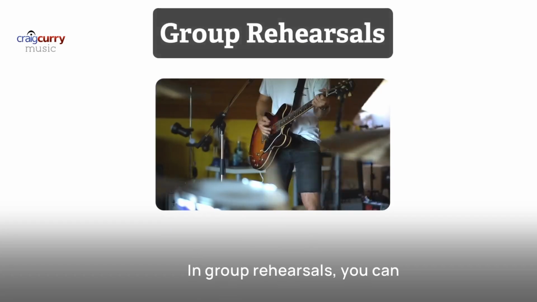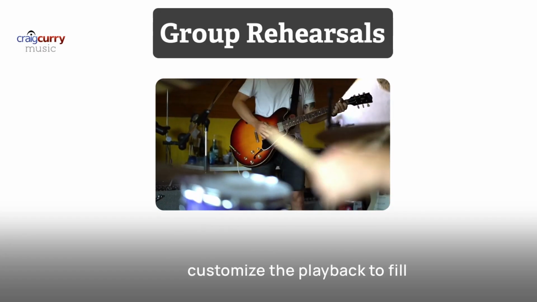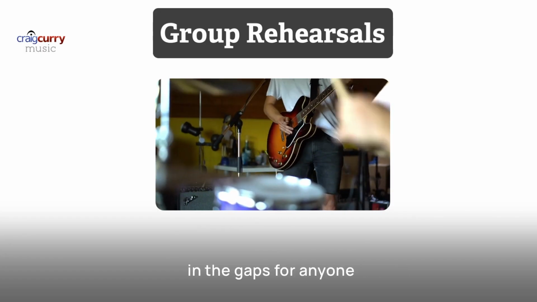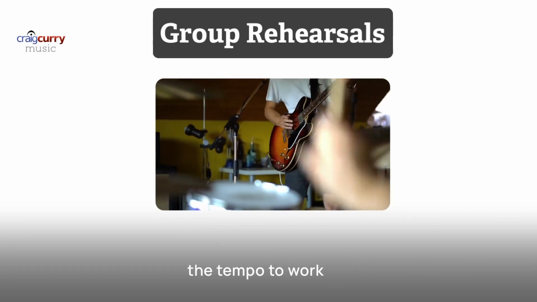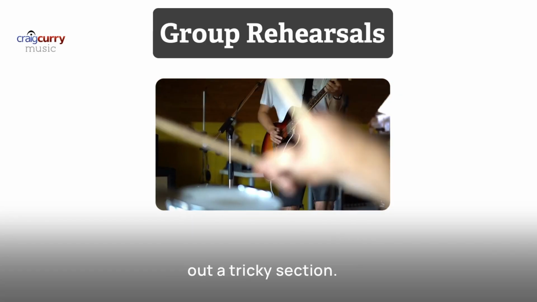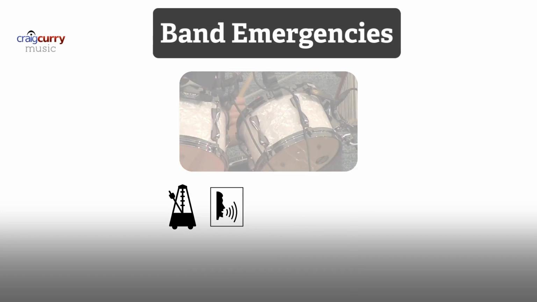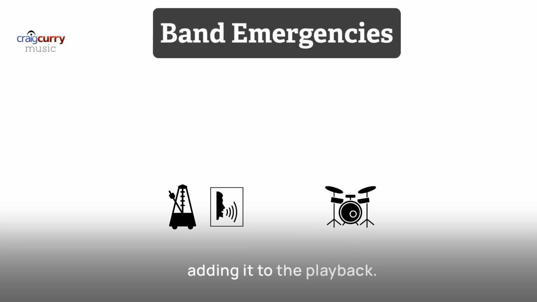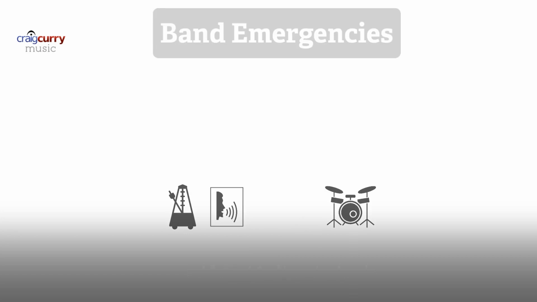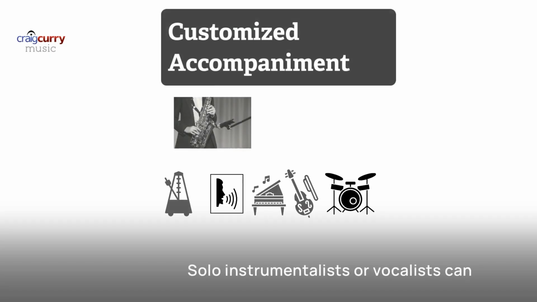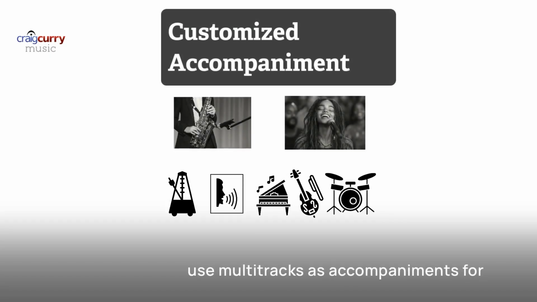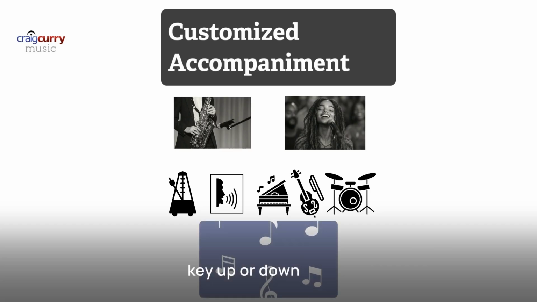In group rehearsals, you can customize the playback to fill in the gaps for anyone missing, or slow down the tempo to work out a tricky section. In emergencies, like when a band member is sick on a Sunday, you can fill in the missing part by adding it to the playback. Solo instrumentalists or vocalists can use multitracks as accompaniments for their performances and adjust the key up or down to find the best fit for their voice.